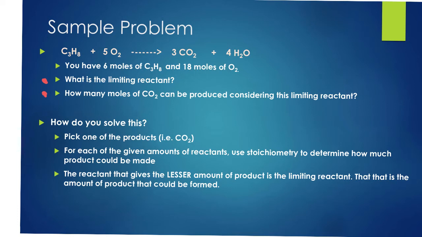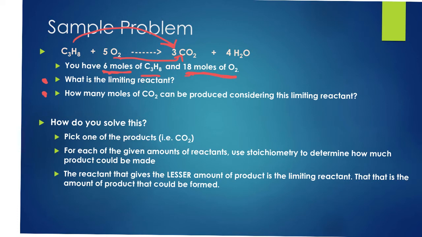You are going to be doing this problem twice. First, you're going to be thinking about just the 6 moles of pentane, and you're going to be trying to figure out how much carbon dioxide can be produced. So the first time you're just assuming there's plenty of oxygen. Then the second time you do it, you assume there's plenty of pentane, and you're going to say, okay, if I have 18 moles of oxygen, how much carbon dioxide can be produced?